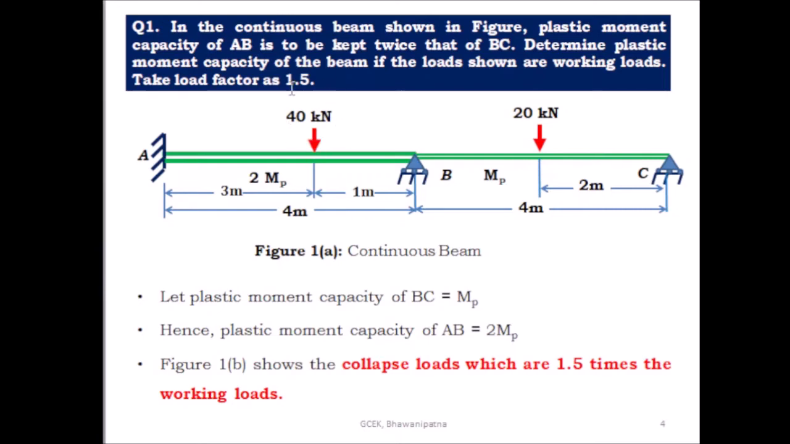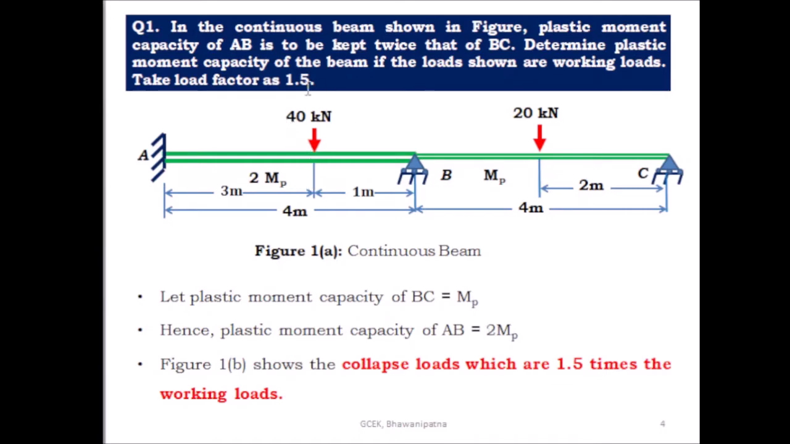So, here the load is given as working load on the span AB and on the span BC. The plastic moment capacity of AB is to be kept twice that of BC. So, let us take the plastic moment capacity of BC is equal to MP and plastic moment capacity of AB is equal to 2 MP. Then the working load of the continuous beam is given, so you can find out first the collapse load. The collapse load you can find out by multiplying the working load with the load factor, and the load factor is given 1.5. So, the collapse load is equal to working load into load factor, that is 1.5.